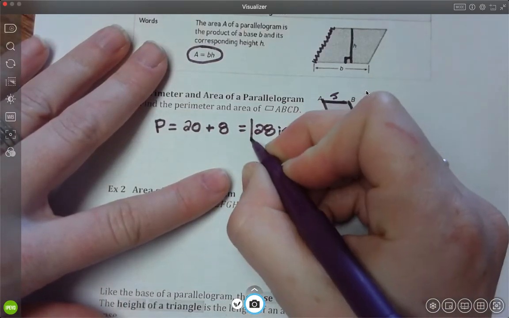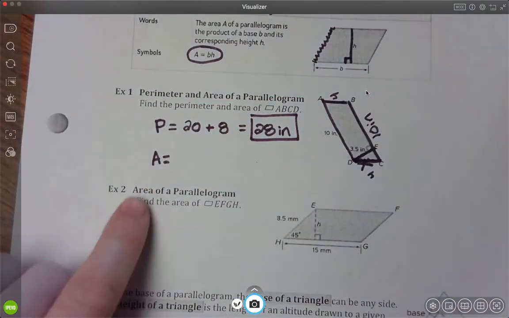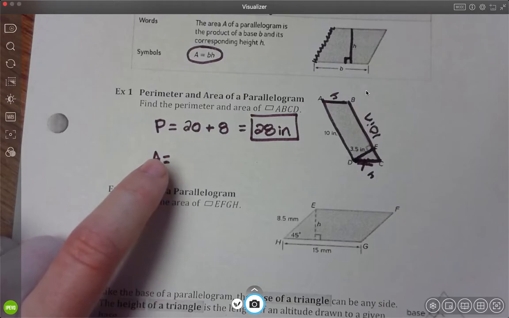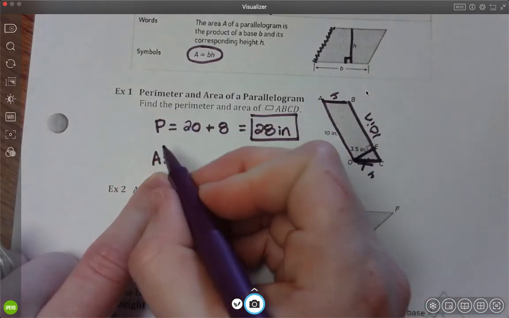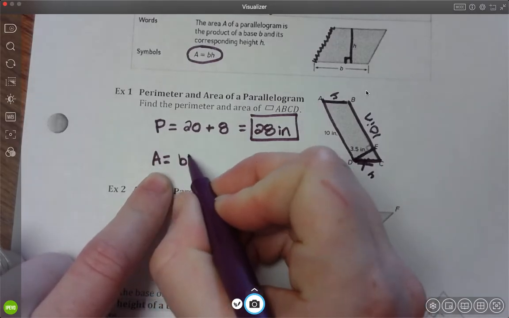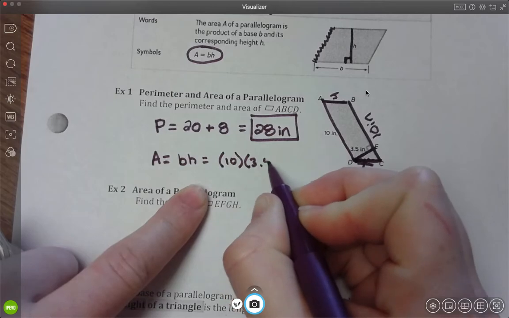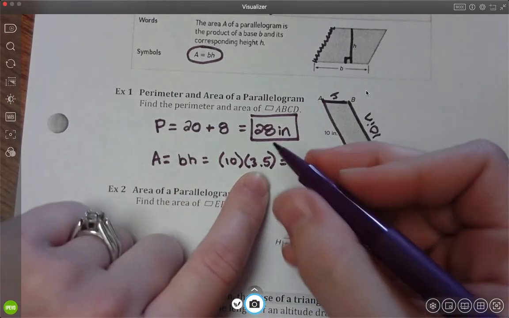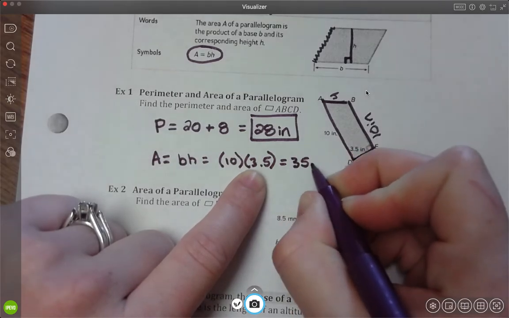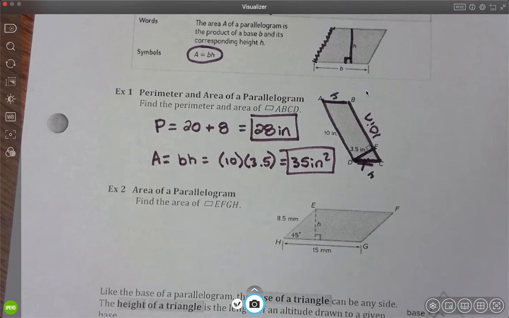Okay, now perimeter is not squared. Area is the only thing that is squared. So for this area, inches squared is what my label will be. Okay, and so area is base times height, and the base is going to be 10, and the height is going to be 3.5, okay? You should not need your calculator for that. 10 times 3.5, you move the decimal. 35 inches squared is the area of that little parallelogram shape, okay?